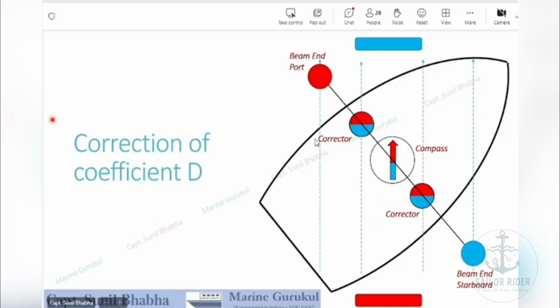So this explanation is not suitably covered in the book. This diagram is also not there, and it is only explained in theory. So once you look at this diagram, it becomes crystal clear how the correction takes place using these soft iron spheres. Very good. Now that completes coefficient delta.